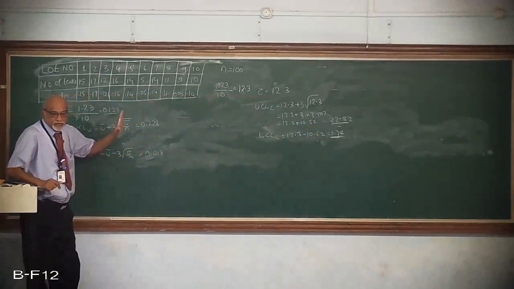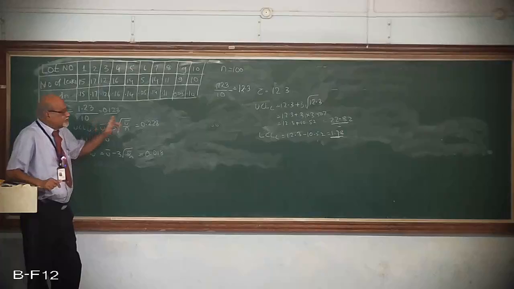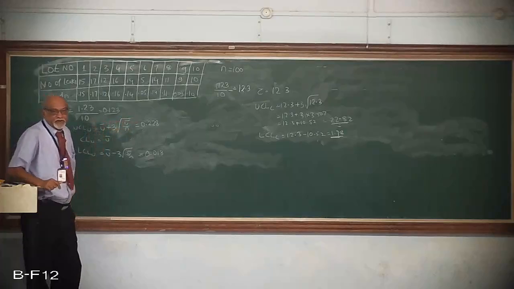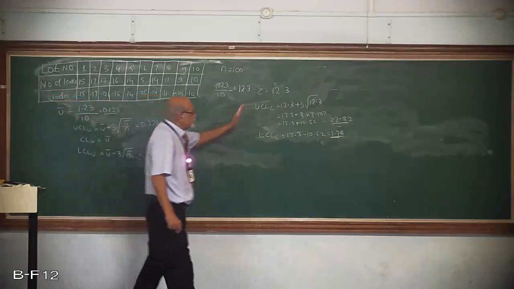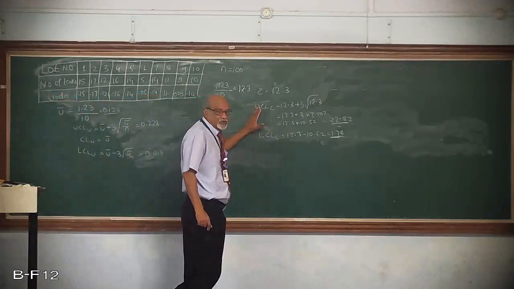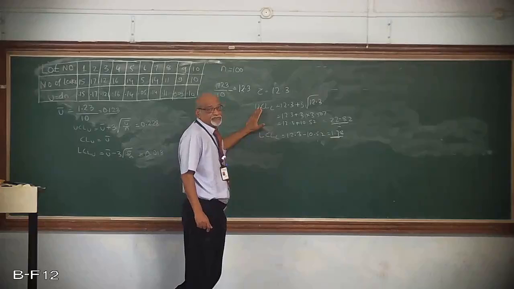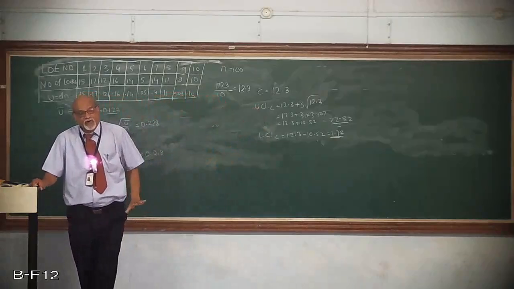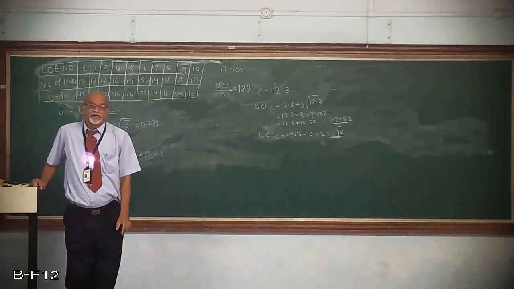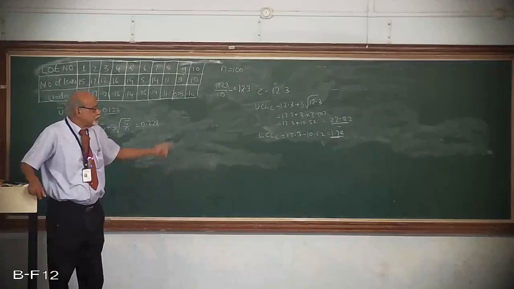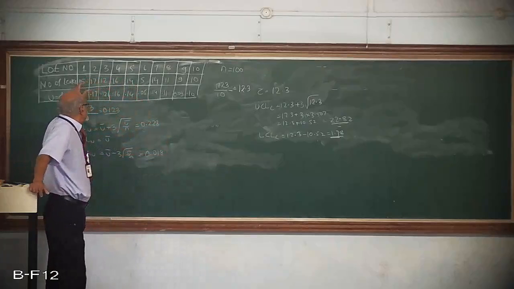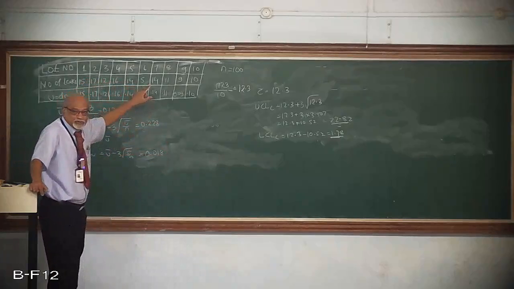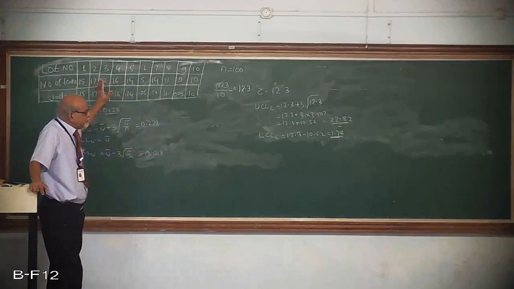Try to understand the beauty of this one. That means I am going to use the C chart. What has happened? The upper control limit is going to be 22.82. That means the maximum number of leaks allowed in a lot of 100 can be up to 22. So nothing is falling outside the control limit. And the minimum number allowed is 1.